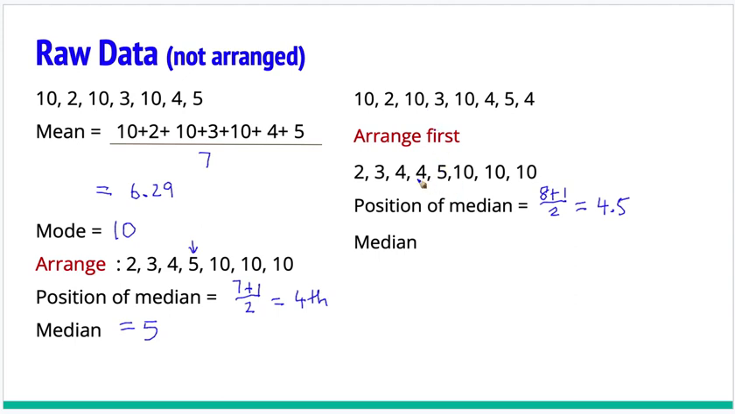Okay, so the 4th number is here. So the position of the median is here, between the 4th and the 5th number. That is what 4.5 means. Right? So now the median is the average of the two closest to the middle, which in this case is 4.5.